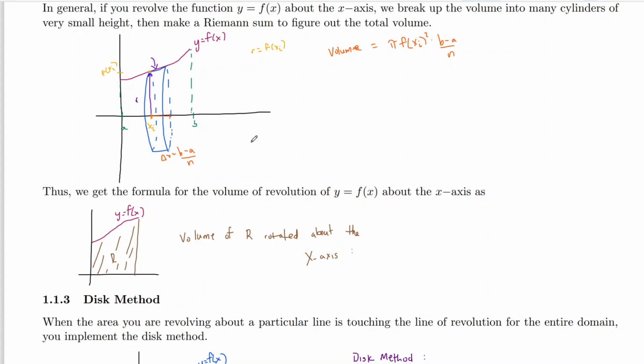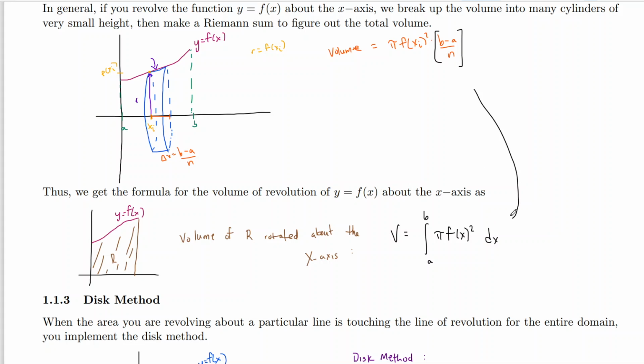So the volume of the region R rotated about the x-axis is given by v equals the integral from a to b. So we start at x equals a, go to x equals b. Instead of just f of x, we have pi times f of x squared. And then we know from past experience that this b minus a over n is the same thing as delta x, and when you do the Riemann sum, the delta x becomes dx inside here.